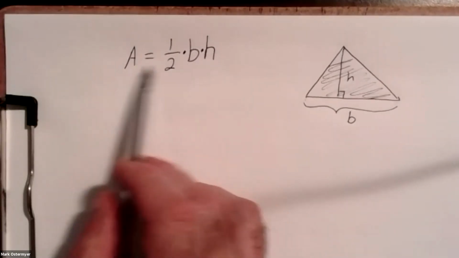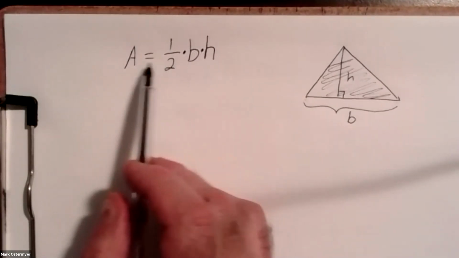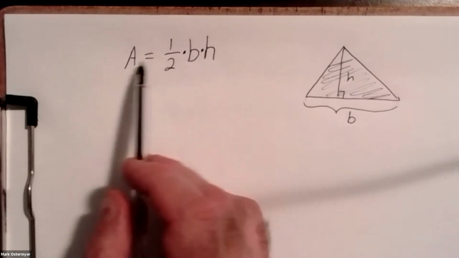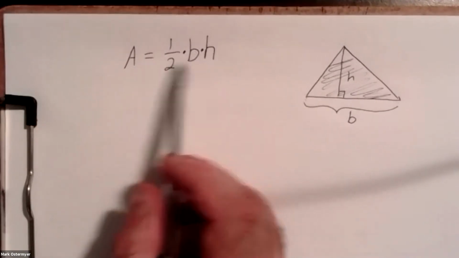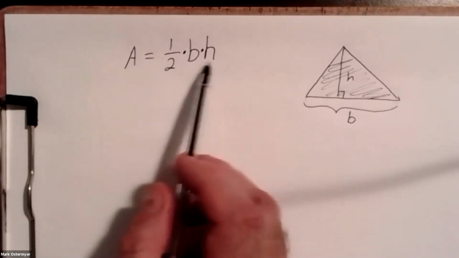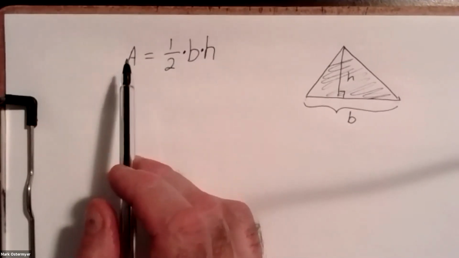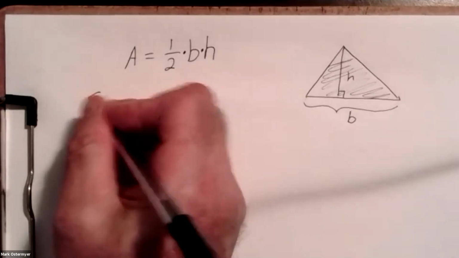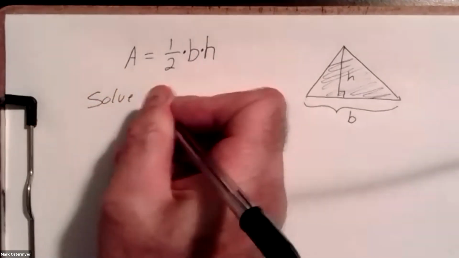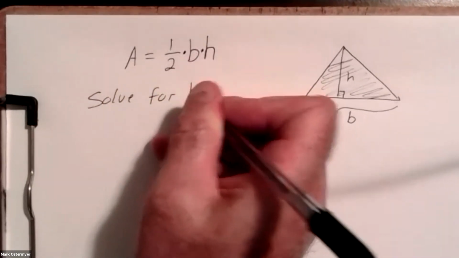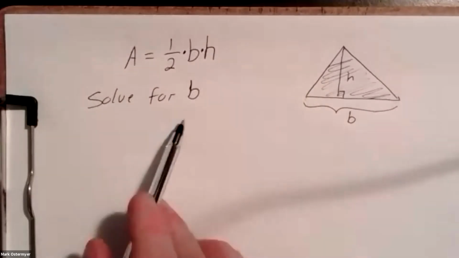I want to take this formula, which is solved for what? What variable is it presently solved for? B and H? No, it's not solved for B or H. What's it solved for right now? A. It's solved for A. Suppose I want you to turn the tables on this formula and solve it for, let's say, B. How would we solve this formula for B?